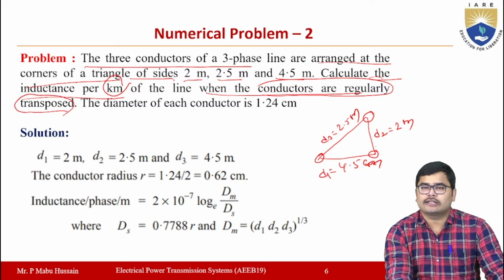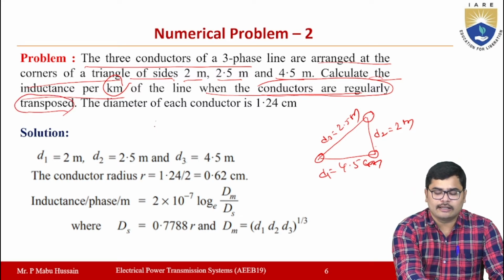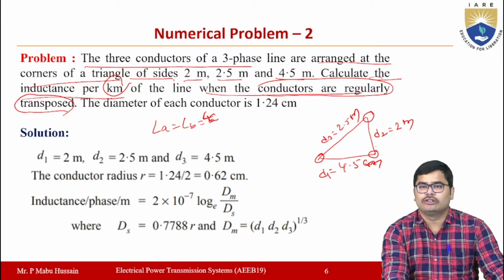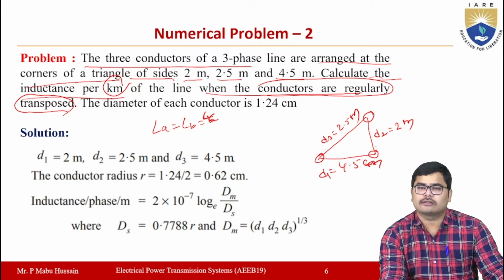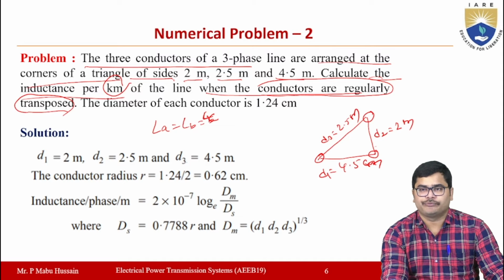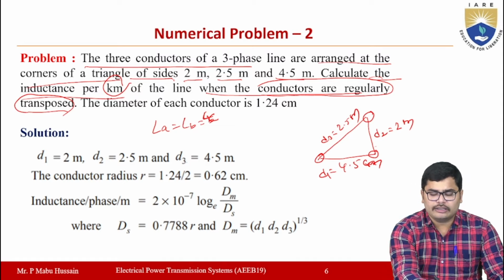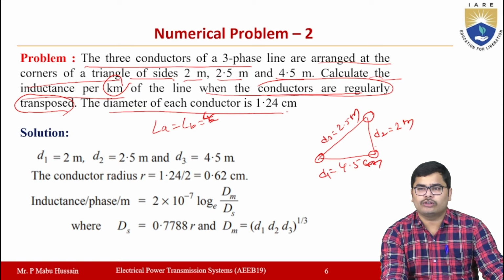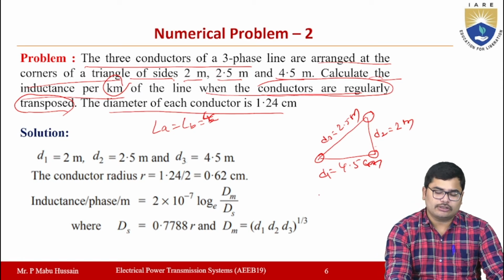So when the conductors are regularly transposed, in such a case the inductance of each phase will be the same here. The values of LA, LB, LC, all the inductances are the same, so if you calculate one value, you will get all the values here. Okay. And they are also giving the diameter of each conductor to be 1.24 centimeters. Right. So now let us see here.